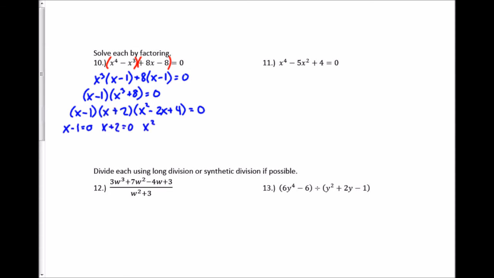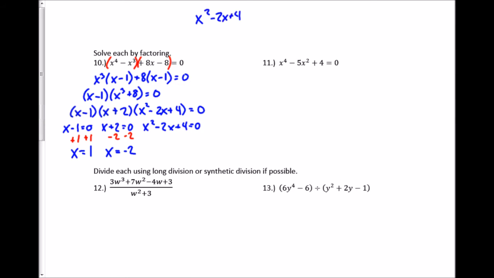And then I also have to do the x squared minus 2x plus 4 equals 0, which that one's just going to be a little bit tricky. Here I add the 1 to each side. Here I subtract the 2. These two are easy. I get x equals 1, and I get x equals negative 2. But now this trinomial, I'm going to take this off to the side up here.